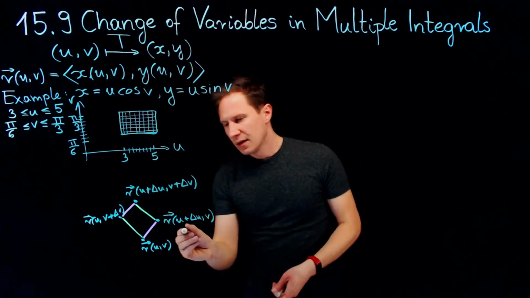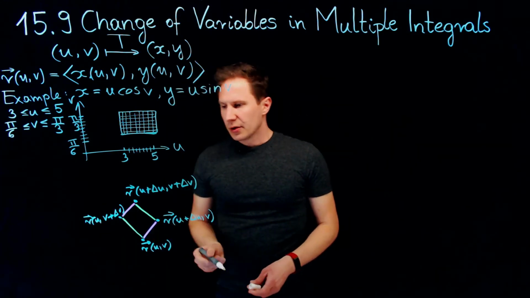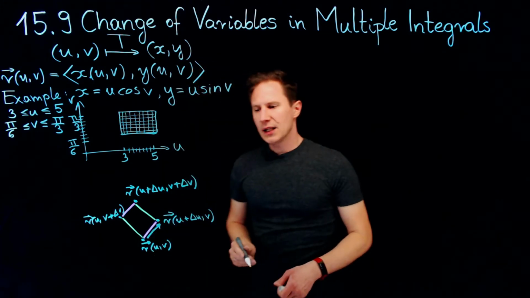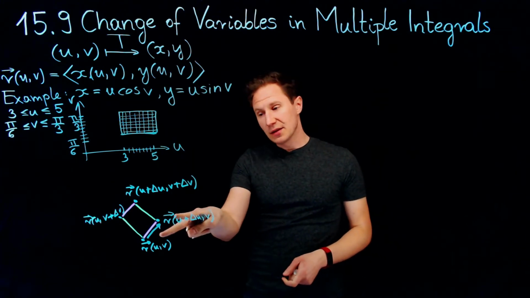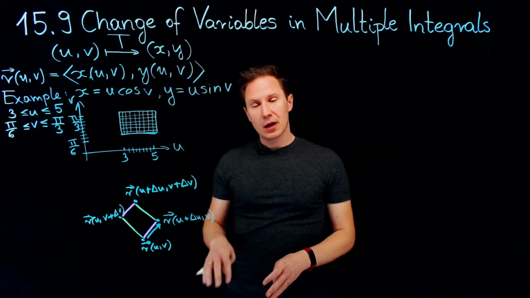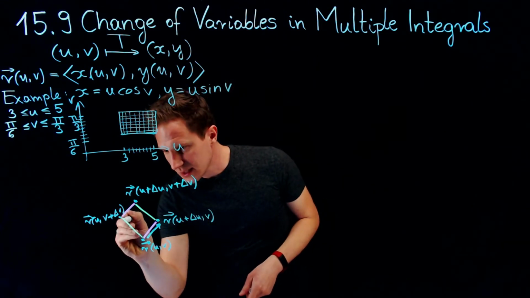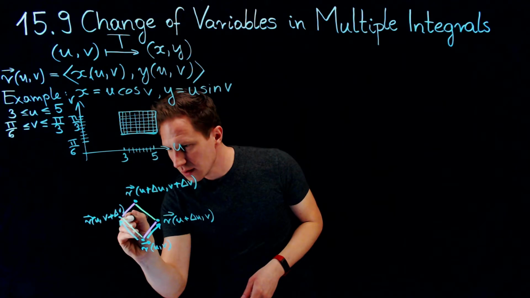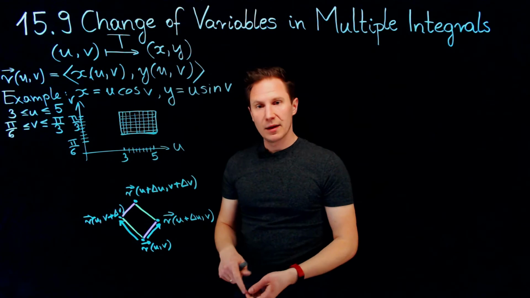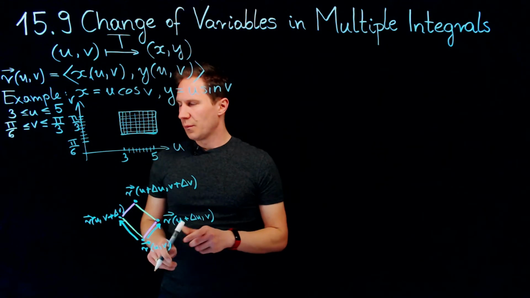What I really need is these two sides. So the vector which points from this corner to that corner can be approximated by the difference of these two vectors, but that can be approximated by the partial derivative of r with respect to u. And similarly for this vector, it's just the difference of these two vectors, but that can be approximated by the partial derivative of r with respect to v. So let me explain how that can be done.